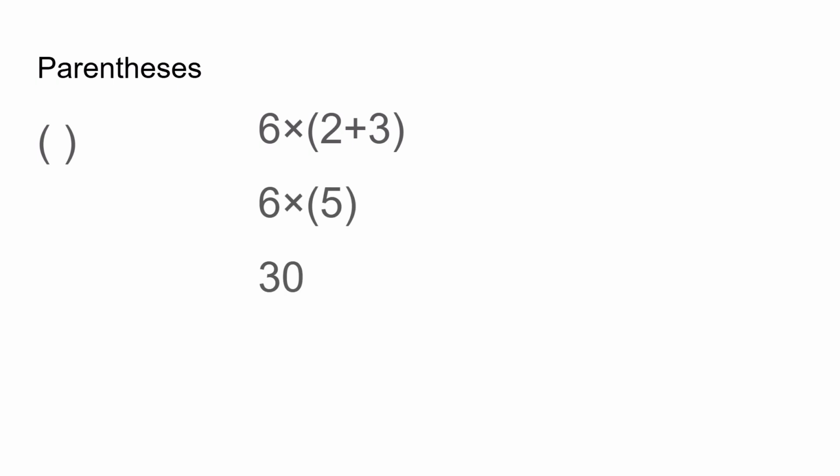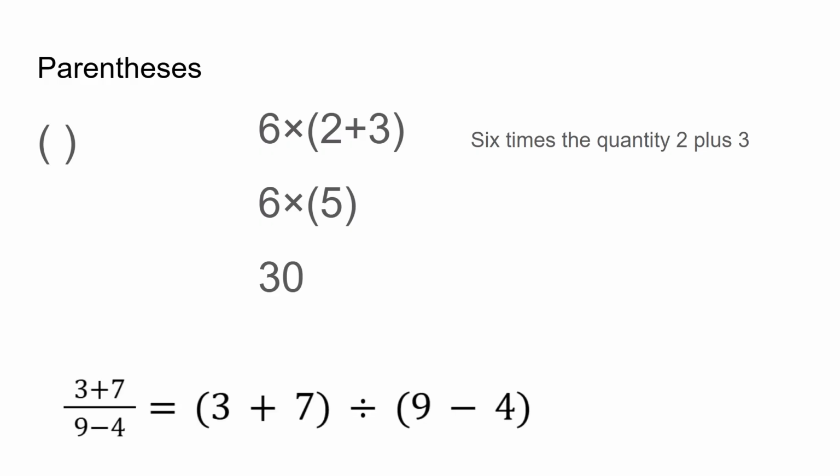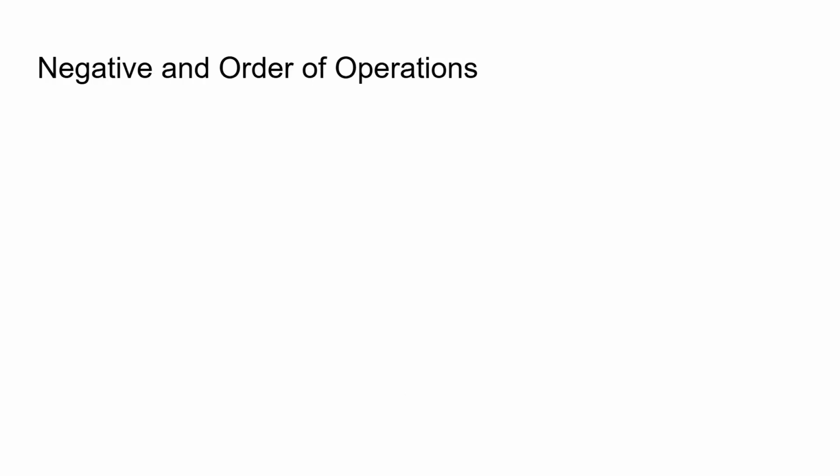When you say the quantity, that means you should put parentheses around the quantity. So this can be stated 6 times the quantity 2 plus 3. Parentheses next to another value or quantity implies multiplication between the two or more quantities. And again, a large bar fraction implies the quantity of the top divided by the quantity of the bottom. A few other notations also have implied parentheses.